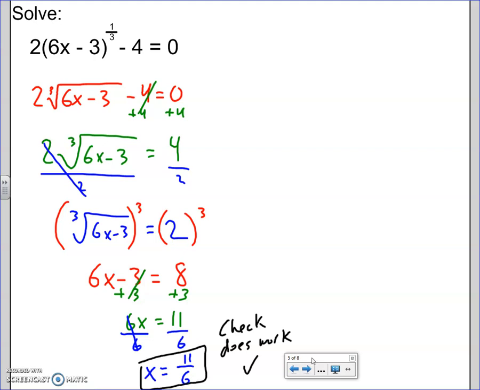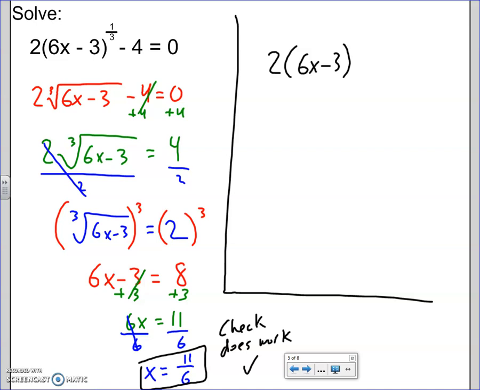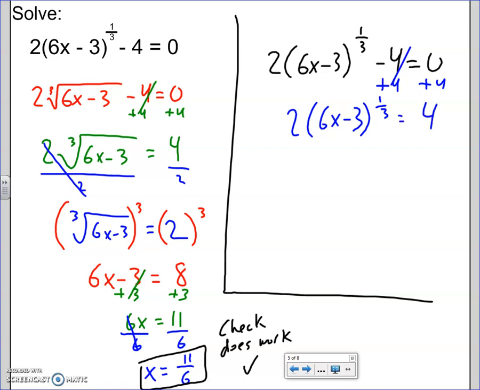Now, I want to do that because I want to show you this other thing. Although that work we did is correct, there's another way of doing this. You don't have to change it to a radical. You can do the exact same thing. So, if I leave it like it is, you could just try to get that thing with the exponent by itself. So, I add 4 like normal. Then I'm going to divide by 2, just like before. 6x minus 3 to the 1/3 equals 2.